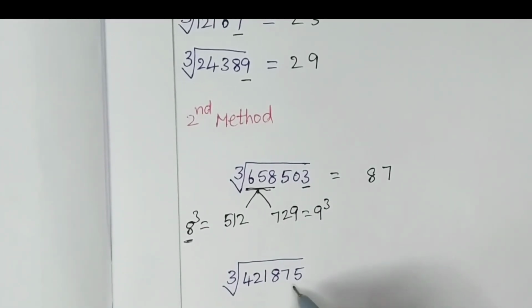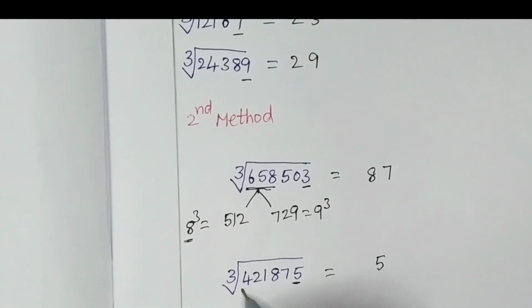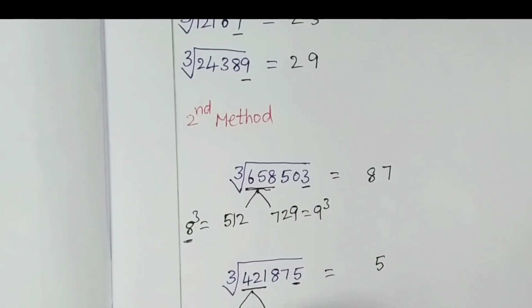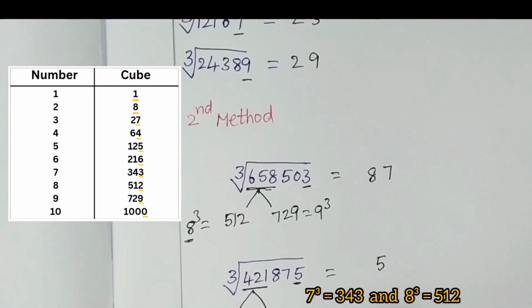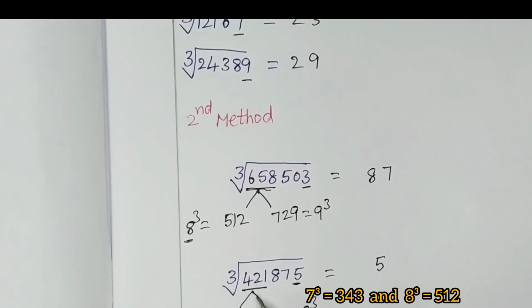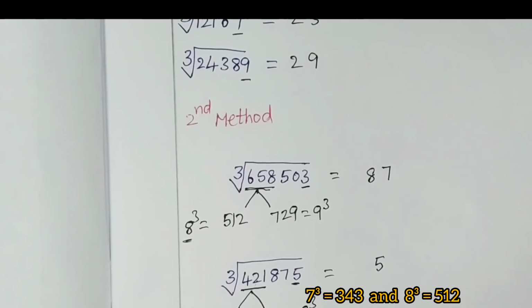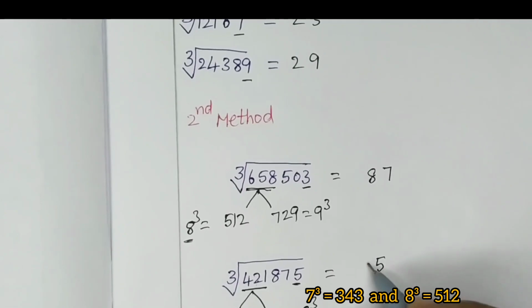Next question. Cube root of 421,875. Here unit digit is 5, so the units digit of the answer is 5. Now consider the last 3 digits. 421 lies between 7 cube, 343, and 8 cube, 512. Here we take the smaller digit. So answer will be 75.